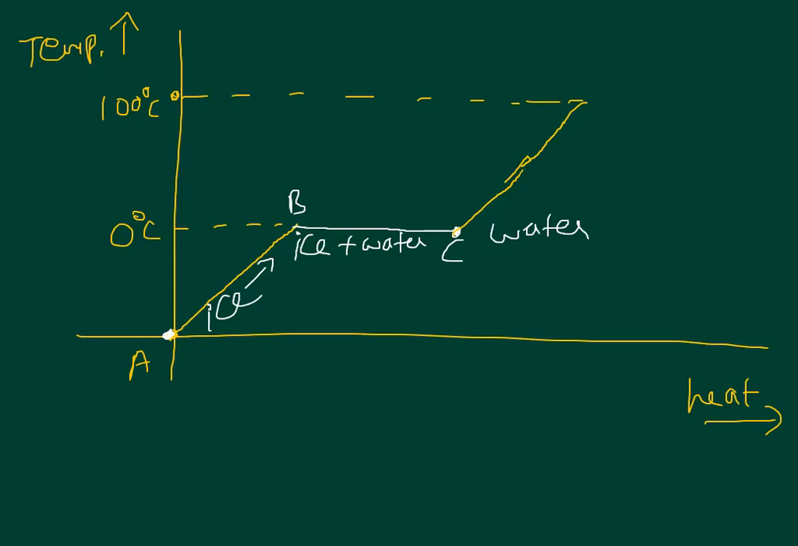Once it reaches the maximum point of 100, what will happen now? It will again convert, from water at 100 degrees centigrade to steam. So it is converting to steam. Here I can write water plus vapor. So from water it is converting to steam.